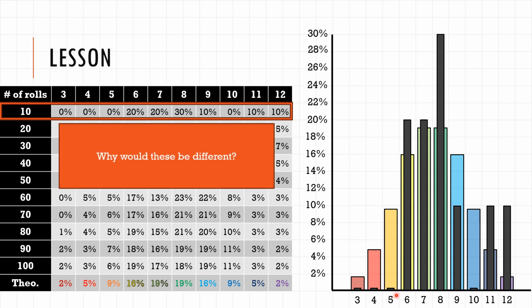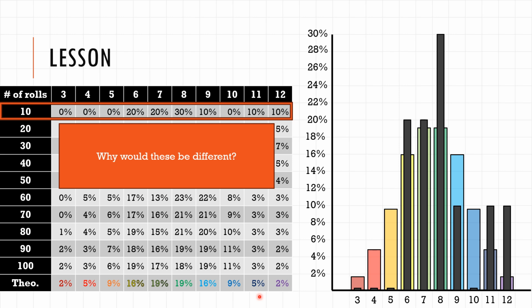Why would these actually be different? Why would the experimental probability be different than the theoretical probability? You can pause the video here and really think about that and see if you can come up with a solid answer. So you might say to yourself, okay, even though we guessed that these were the outcomes that would happen, when you actually roll the dice, there's never any way to be sure exactly what is going to happen, because the dice kind of do whatever they want.